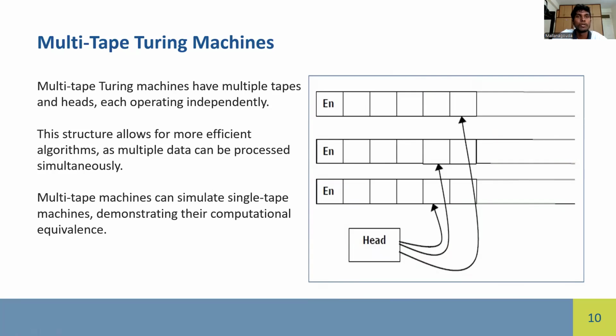Multi-tape Turing machines. Multi-tape Turing machines have multiple tapes and heads, each operating independently. This structure allows for more efficient algorithms as multiple data can be processed simultaneously. Multi-tape machines can simulate single-tape machines, demonstrating their computational equivalence.